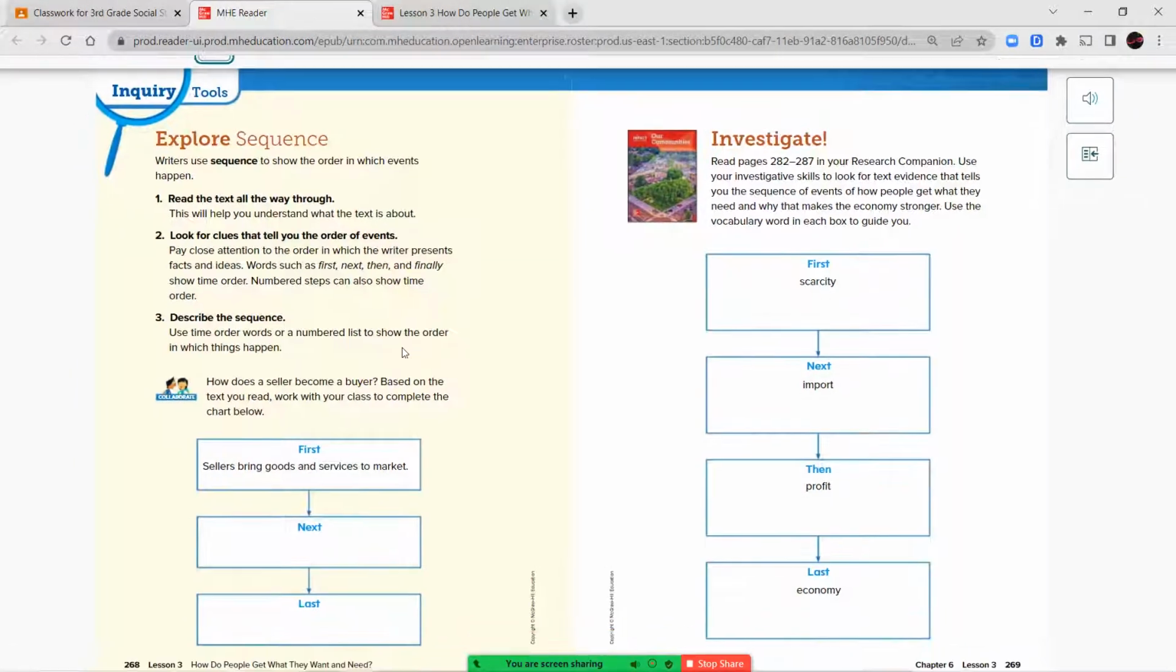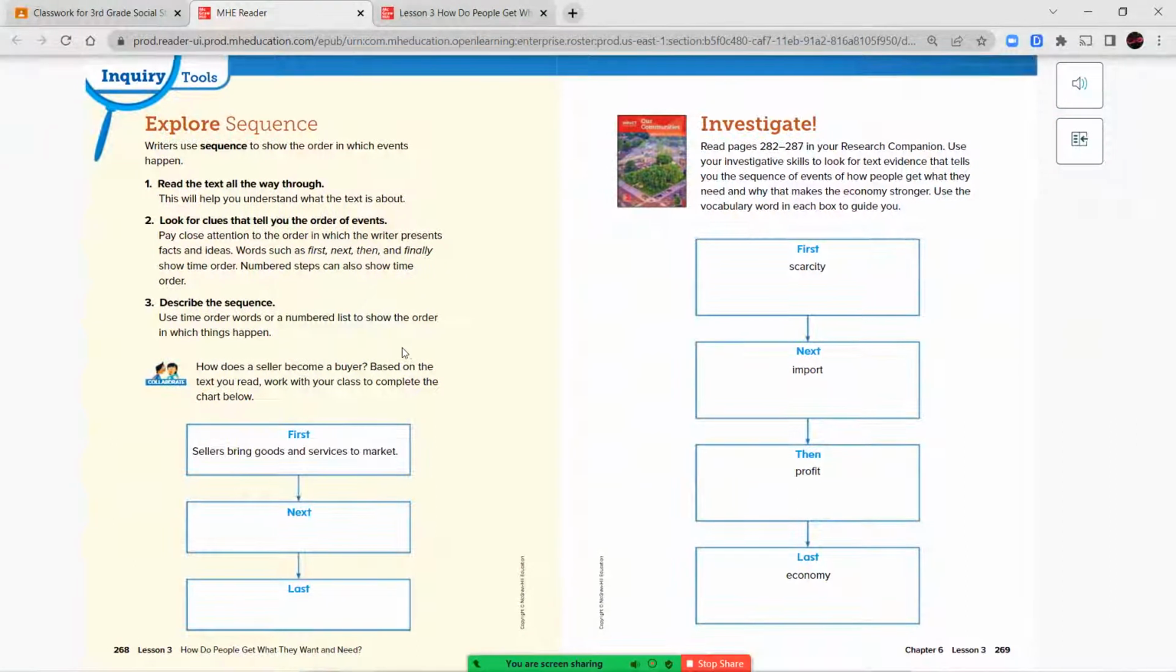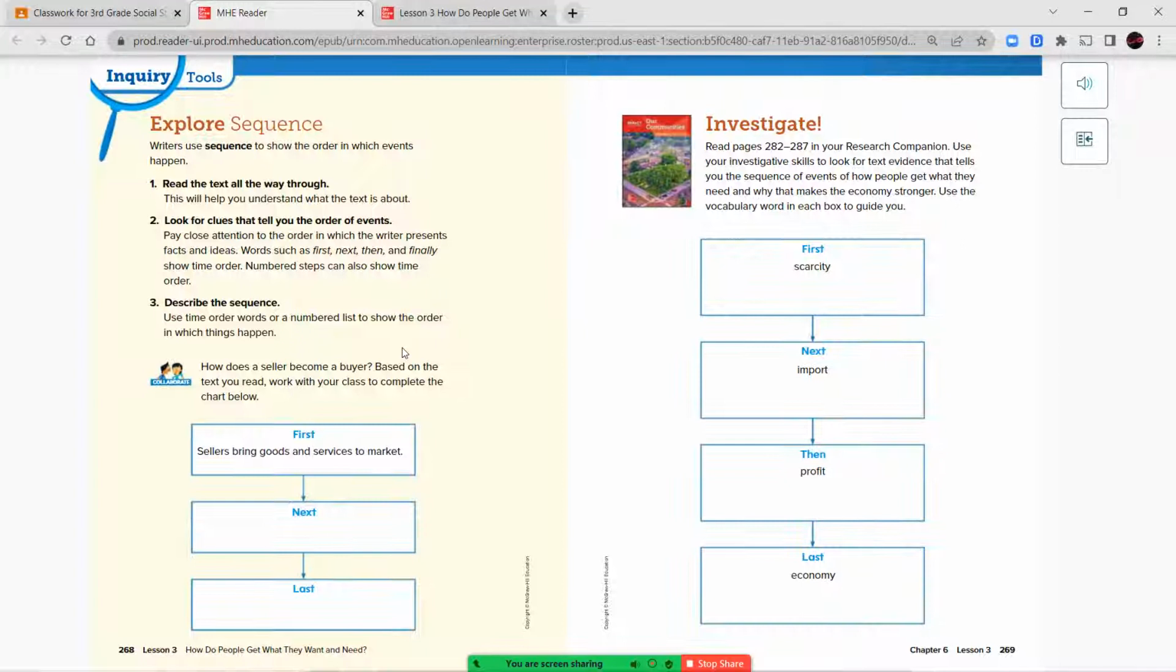Okay, now for our first graphic organizer, we're shifting gears a little bit. We're going to focus on sequence. So remember, sequence is telling things that are happening in order. So what happened first, next, then, and then last. So read your text all the way through. Look for clue words that tell you when things are happening, such as first, next, then, finally, after, last, or at the end. All of those are clue words or phrases that help you recognize that they're talking about things in a particular order, and then describe the sequence.